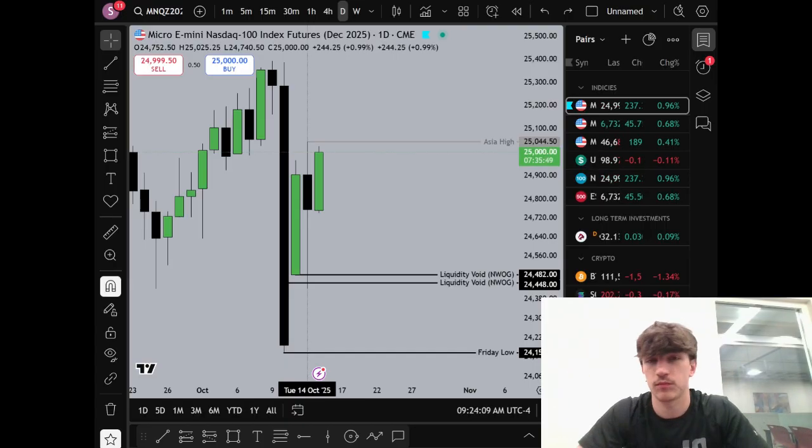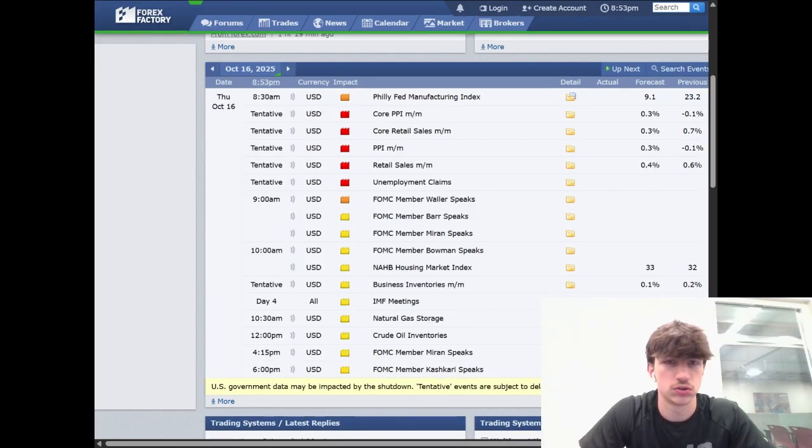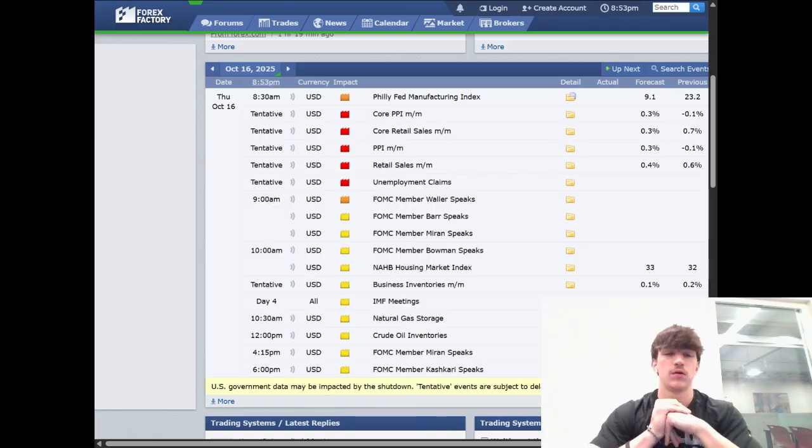Before we get started with anything, the first thing I look at every day is high impact news. So I use Forex Factory. Yeah, I don't think you guys can see this. There we go. So we should have had PPI today, unemployment claims, all this, but the government shut down today, or it shut down for a while, as you can see. So we're basically waiting on that.